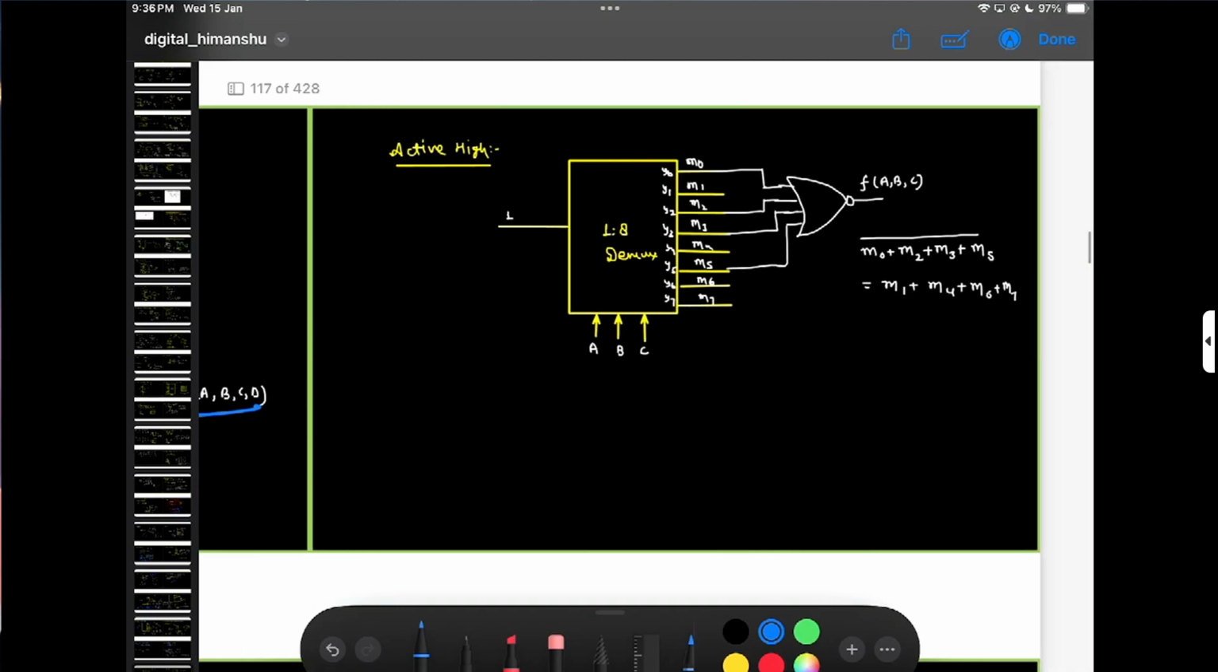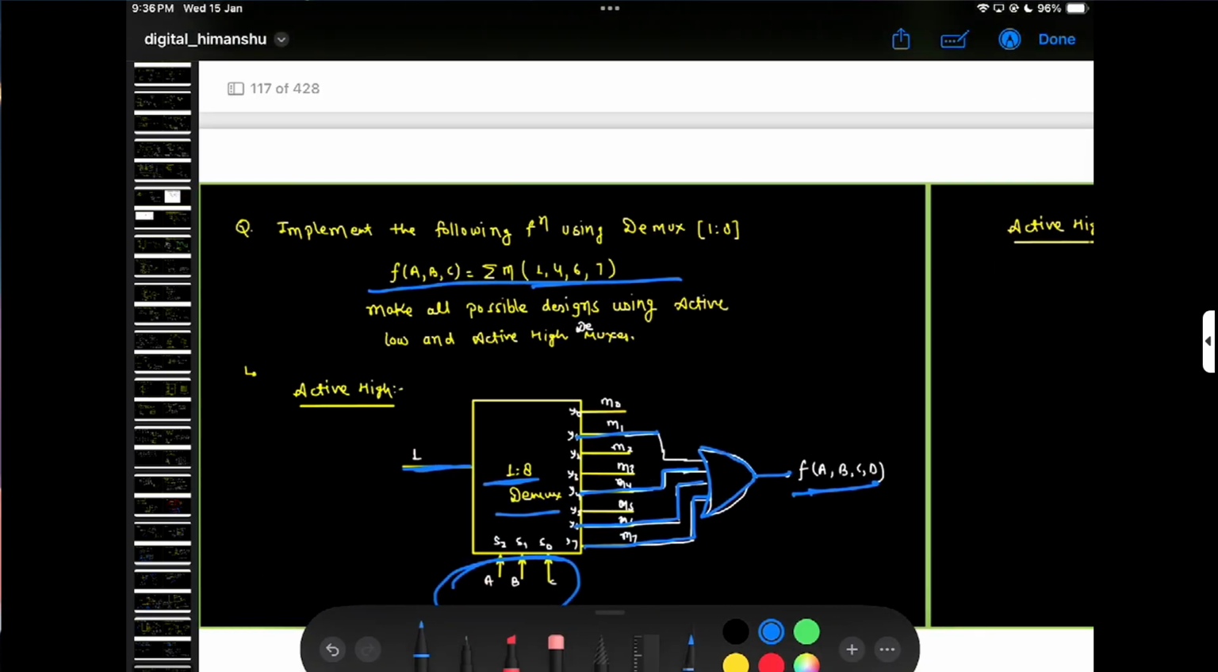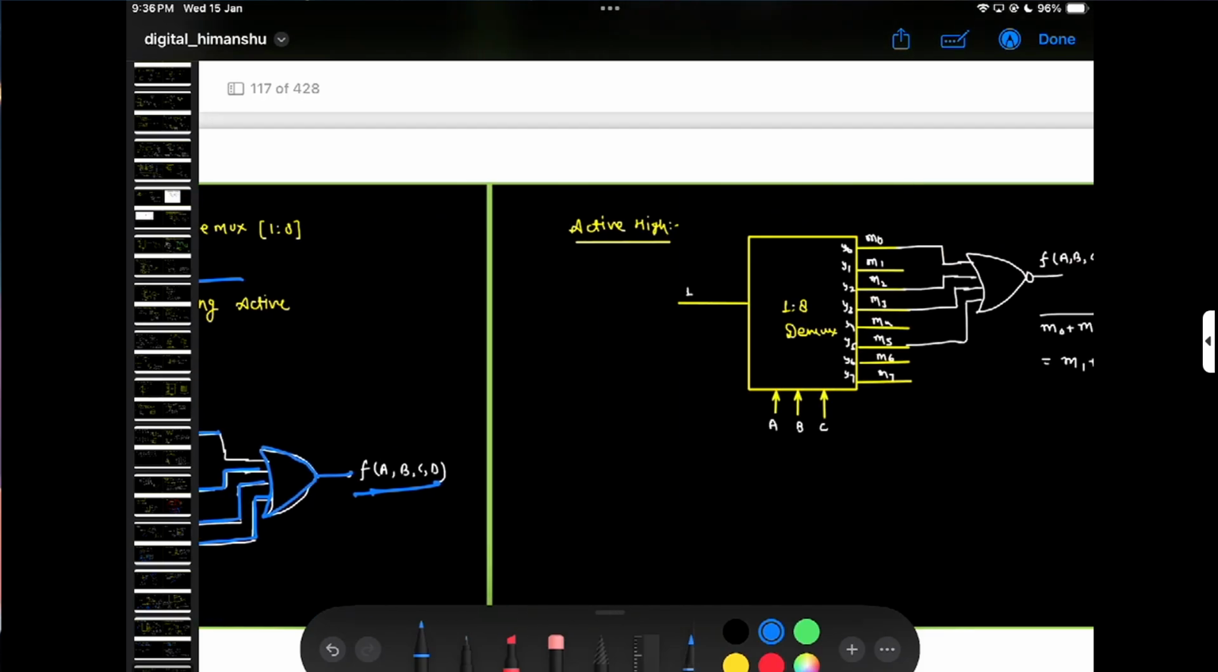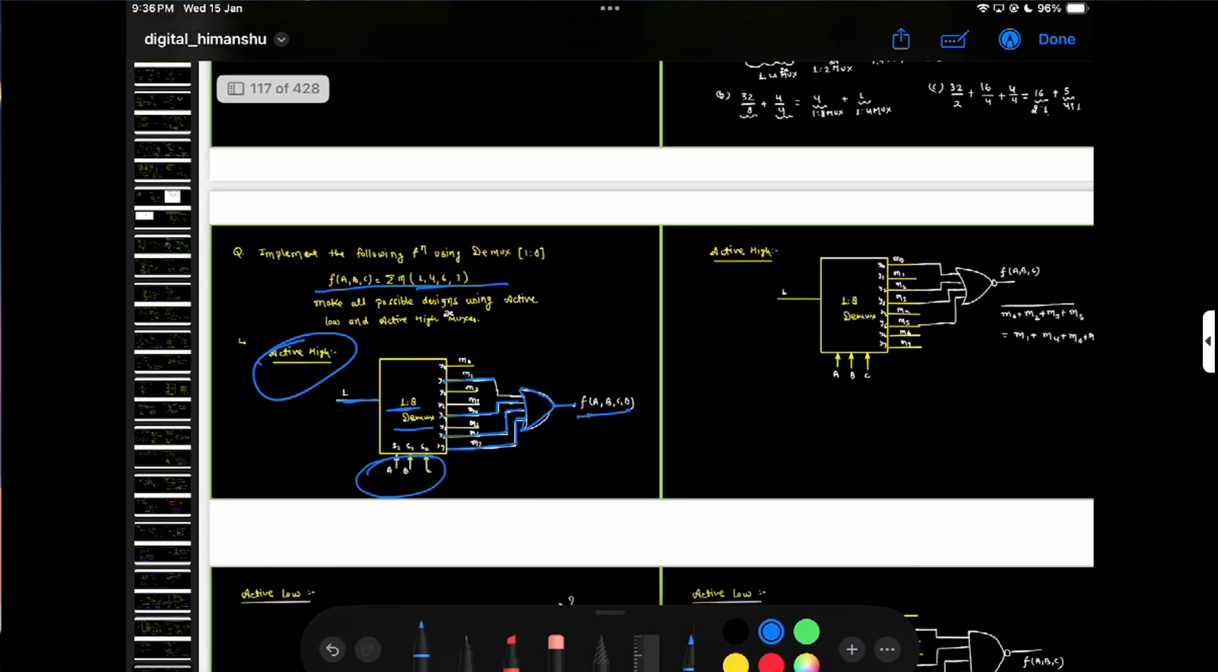This is active high, and this is active low. This is also active high, but what is the difference between this and this?